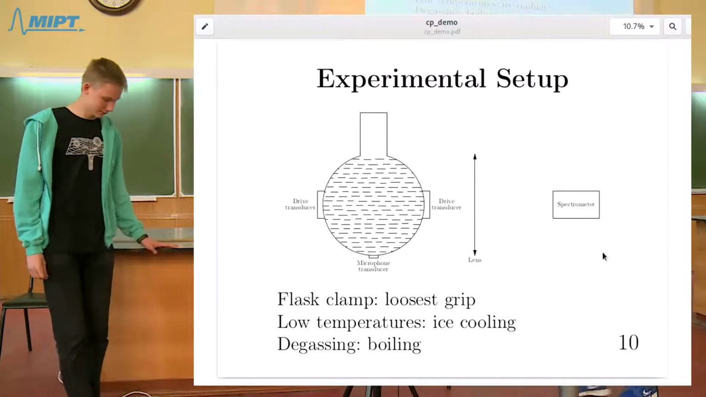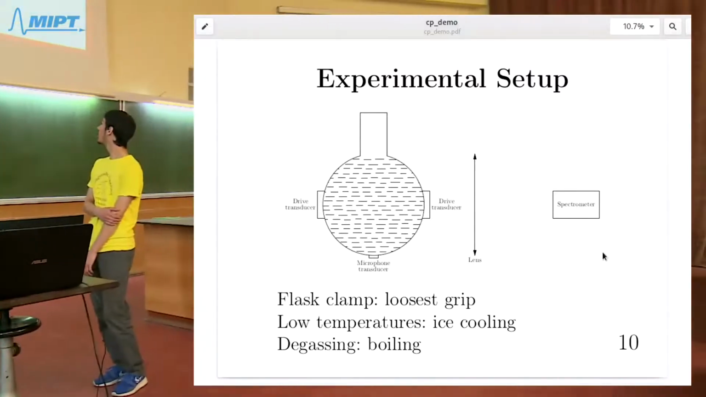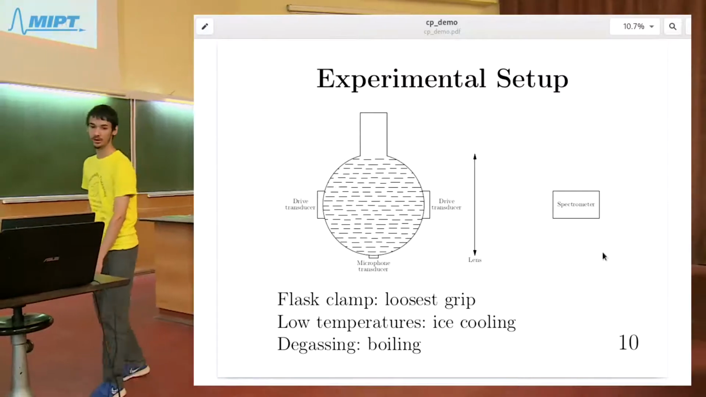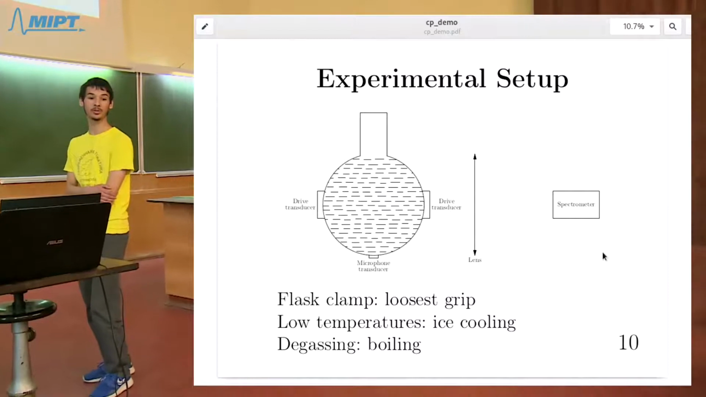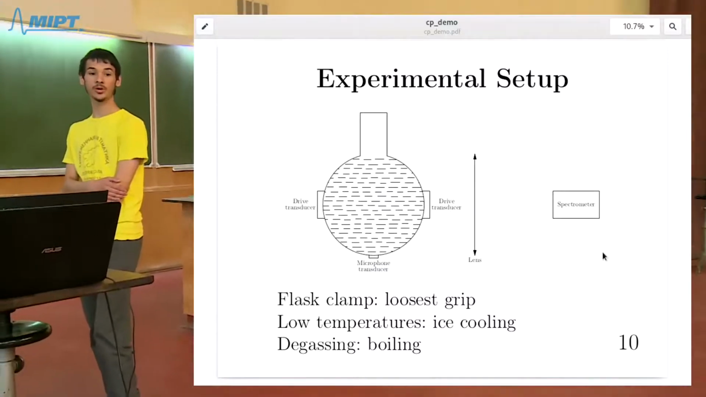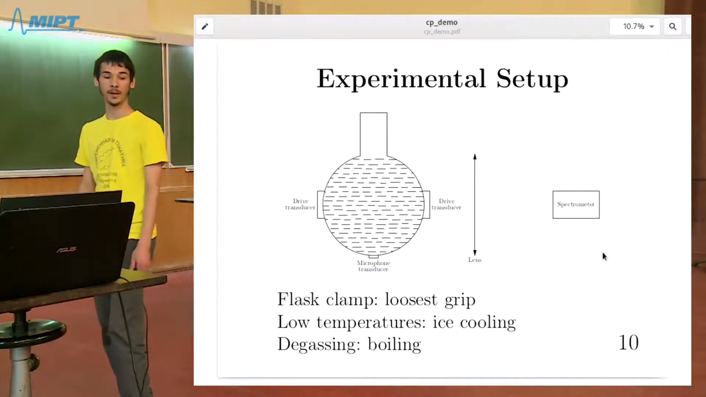Okay, so we used the following experimental setup. We used a round bottom flask with two transducers glued to the sides of the flask, and one transducer used as a microphone glued to the bottom of the flask. We chose the loosest grip to hold the flask because the flask was resonating with the water in it, so it was important to hold it as loosely as we can.